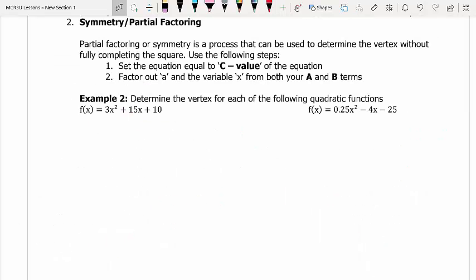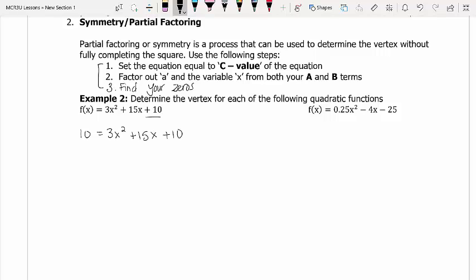So we learned about completing the square in the last lesson. There's another method that you can use to figure out the vertex called symmetry or partial factoring. And basically it's a shortcut version of completing the square. So here are the steps to partial factor. So first, set your equation equal to the C value. So our C value here is 10, so I'm going to set my equation equal to 10.